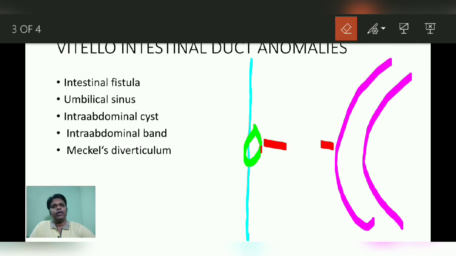And fourth one, the whole duct will be obliterated, but it will present as a band communicating between the umbilicus and the intestine, that is the midgut. So it forms an important cause for the intestinal obstruction. That is the fourth one.